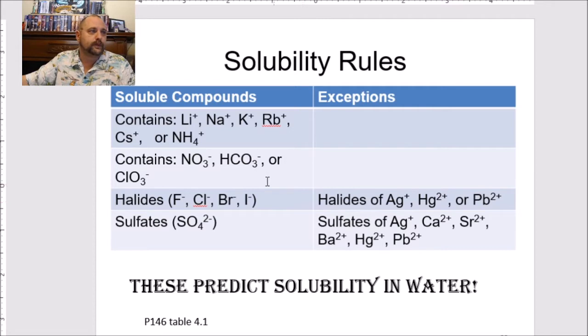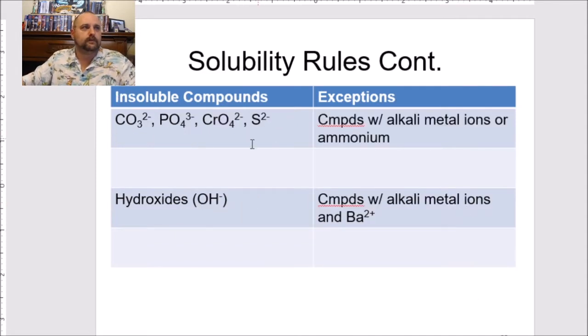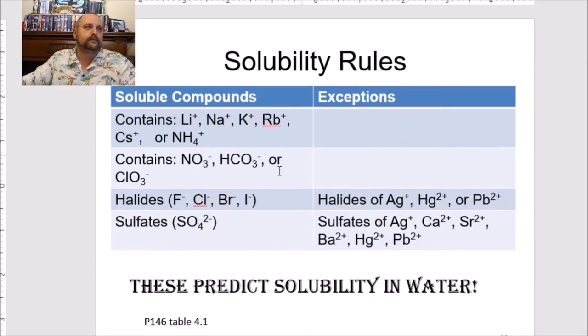So here's our iodine, and we can see it's soluble unless it's with silver or mercury 2 or lead 2. All right, notice I've got the charges here. If it's not that charge, this rule doesn't apply. All right, so insoluble, we've got these lists. Note alkali metal, keep in mind that's group 1. We can also add ammonium, and down here we can also add ammonium.